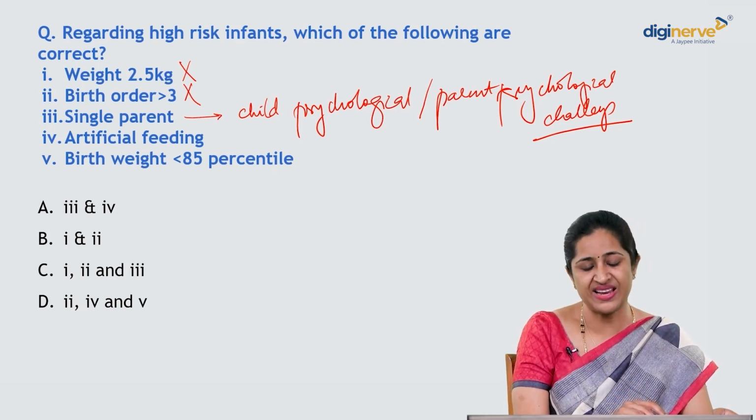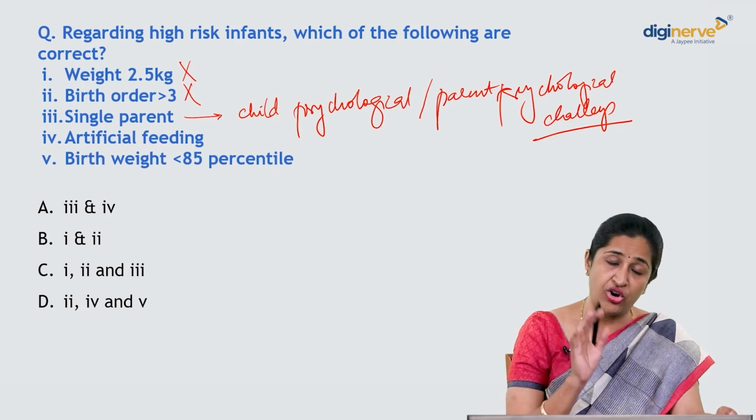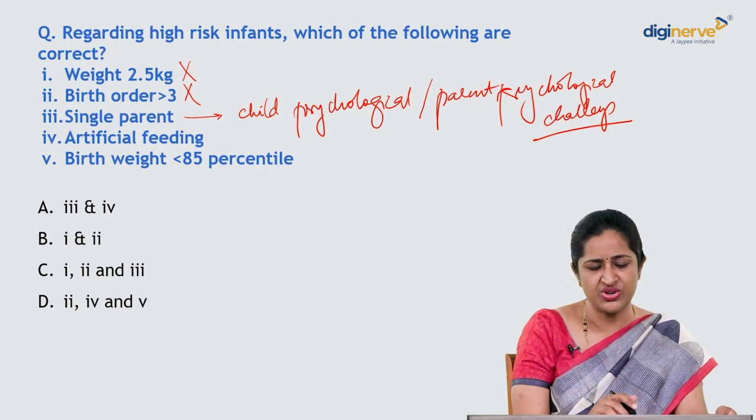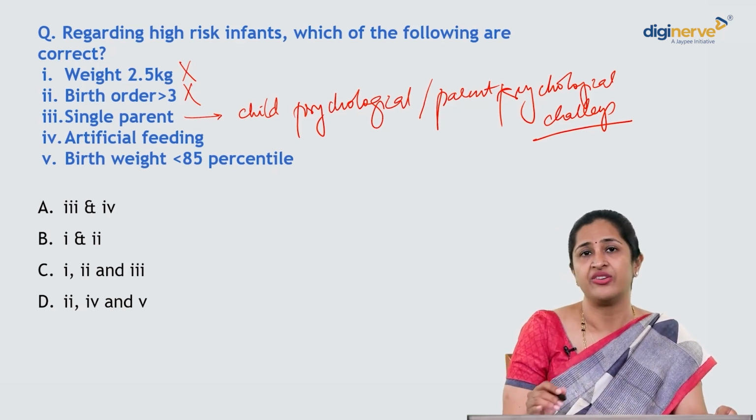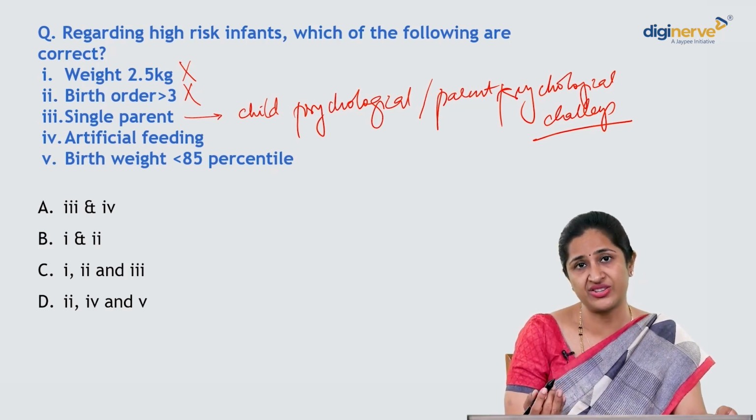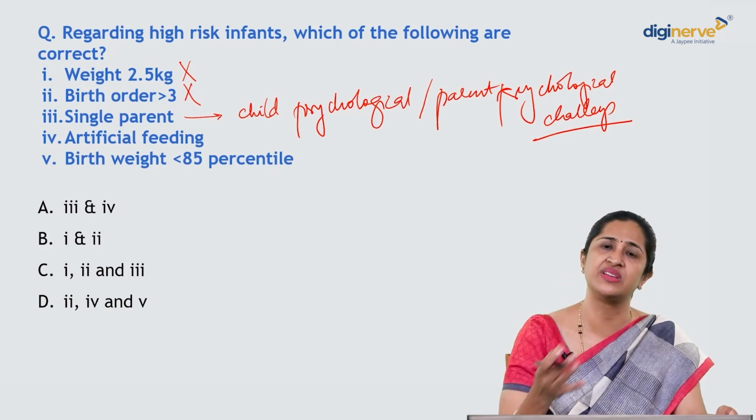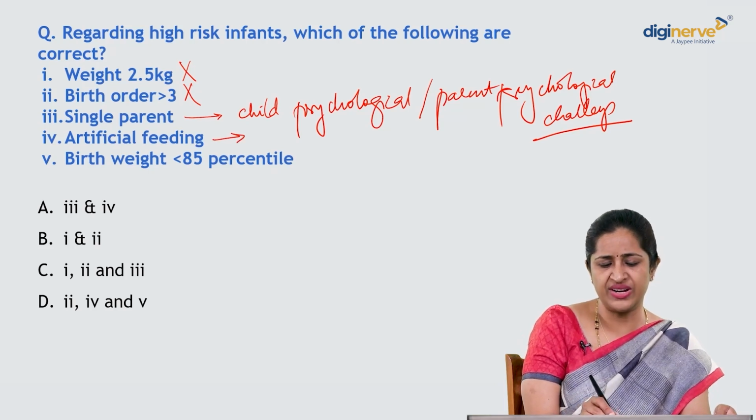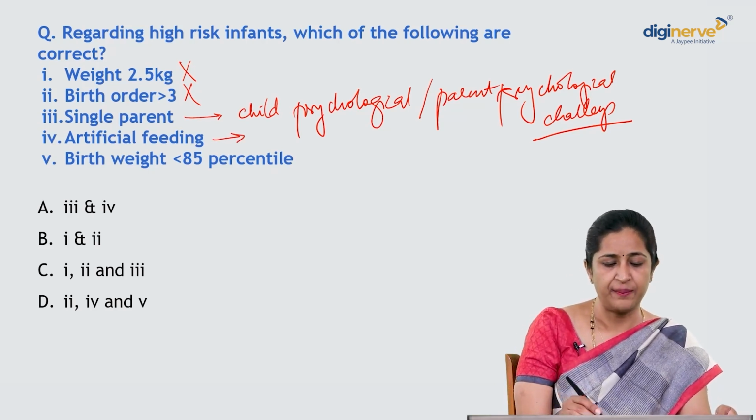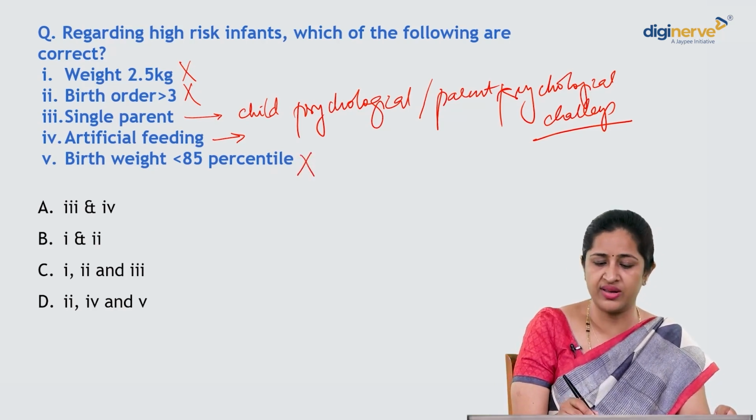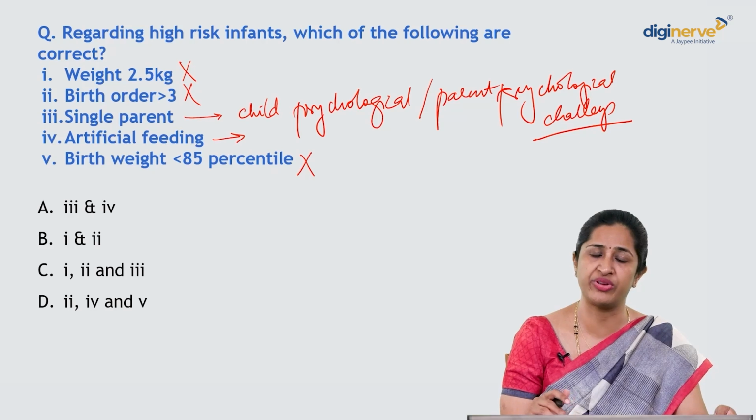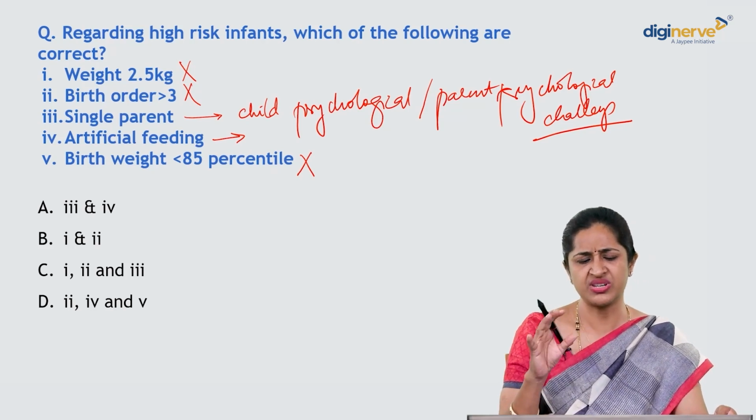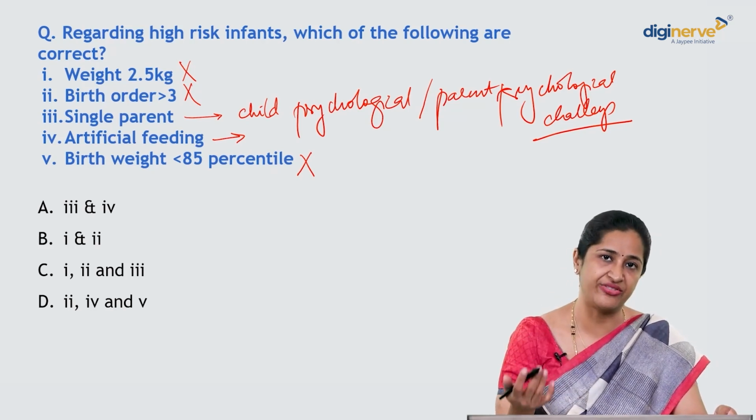Artificial feeding. Yes, artificial feeding is something which we never advise. Always breastfeeding is protective, breastfeeding is sufficient, and breastfeeding is the best food for the baby. So a child who is artificially fed is at risk for diseases, obesity, cardiovascular diseases, diabetes. If you look at it, the list is endless. Primarily in today's condition, focusing on allergies and asthma. So artificial feeding does predispose the child to high risk? True. Birth weight less than 85th centile, that is not a high risk. Birth weight at 50th centile is what is 2.5 kg. So artificial feeding and single parenting are by far among this list the most correct options, which will go towards the high risk infant conditions.